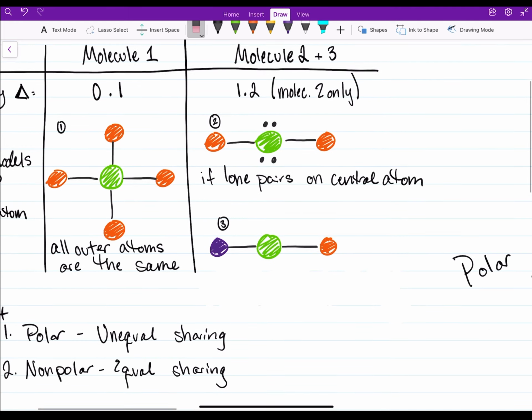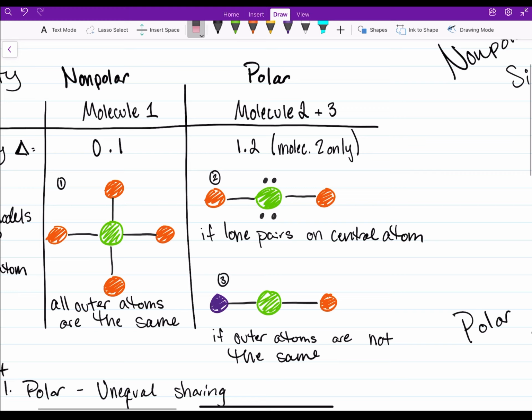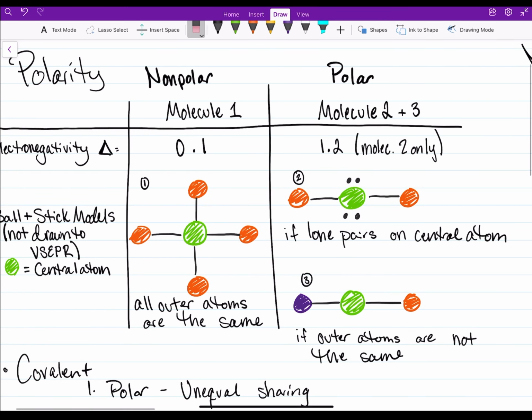Now, what if we have different atoms around the outer side of it? The outer atoms, if they're different, that is also going to be a polar molecule. So if not all the outer atoms are exactly the same, we have something that's polar. This is a very quick way that you can just sketch out a Lewis structure and figure out if something is polar or nonpolar. So I want to go through a couple examples of this with you with our Lewis structures.